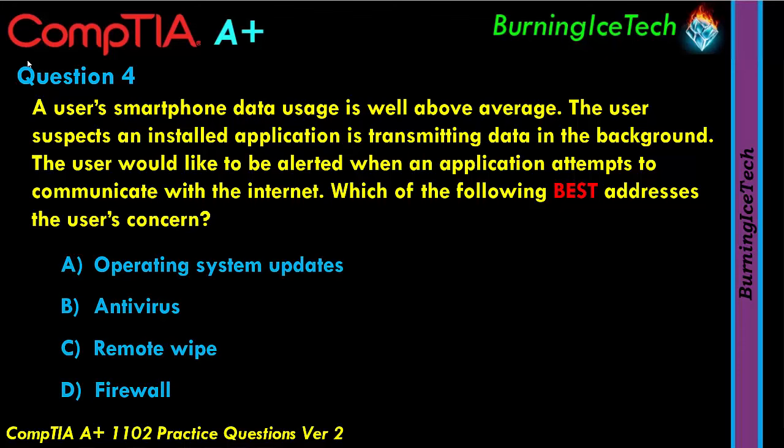All right, so this person has got a phone and, for some weird, funky reason, there's a lot of data usage in the background on his phone. At the moment, the user suspects they've got an application that's probably installed, it's probably running in the background, and this is most likely the culprit for the very high data usage. Now, how can the user best address this issue?